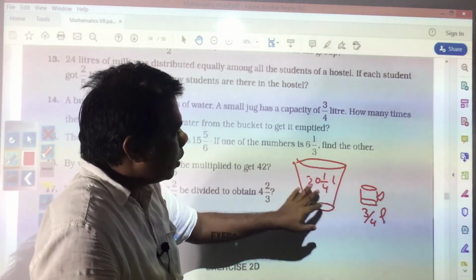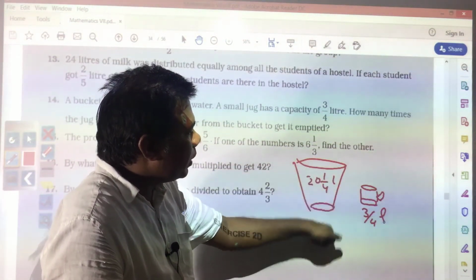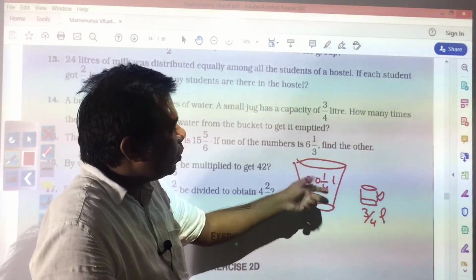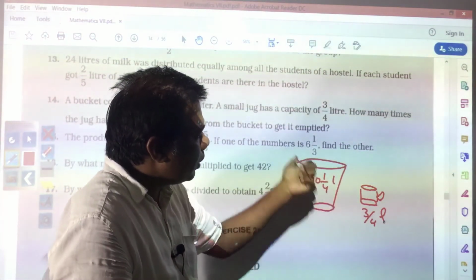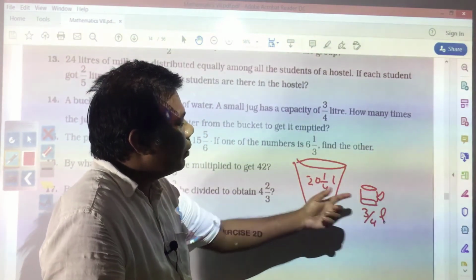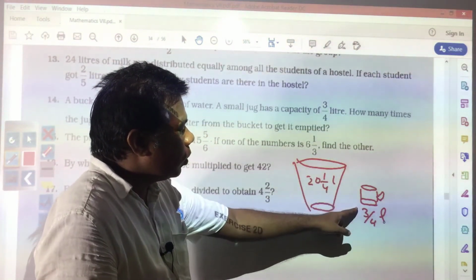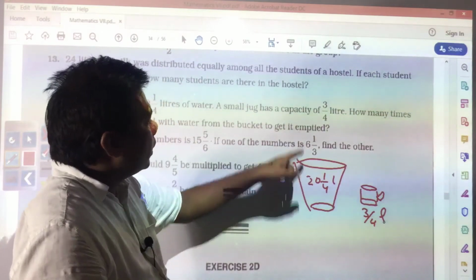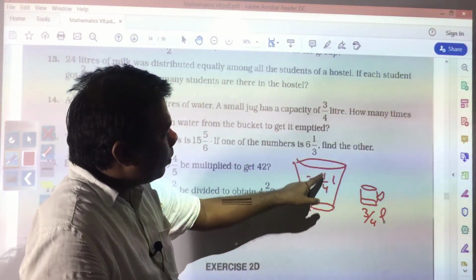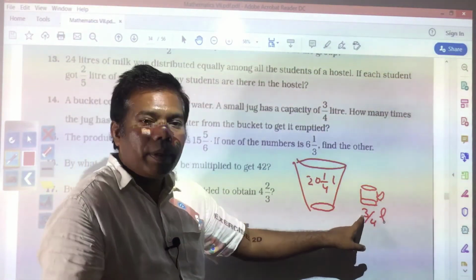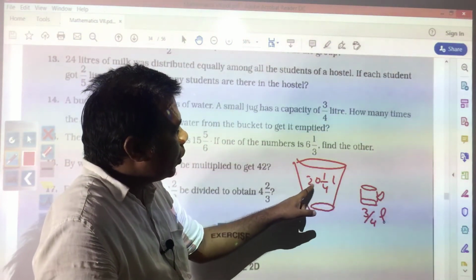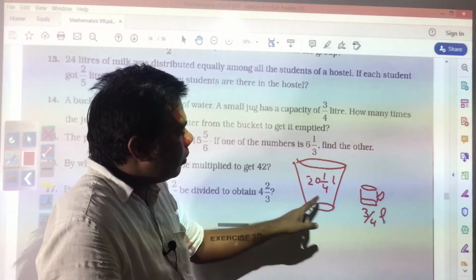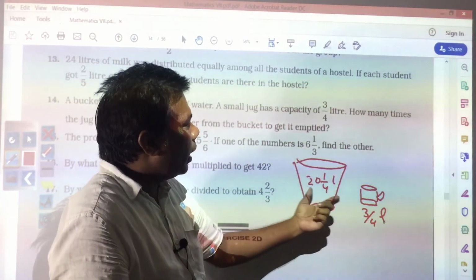Suppose this is full of water, you need to empty it out. So, what you need to do? This is required to be filled with water from the bucket, and it is required to be emptied. So, how many times you will require to do so? So, what is needed to be done? This 20 whole 1 by 4 is required to be divided by 3 by 4. So, simple simplification is there, 20 whole 1 by 4 divided by 3 by 4, and you simplify that.